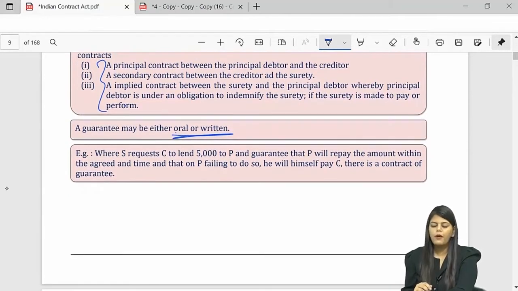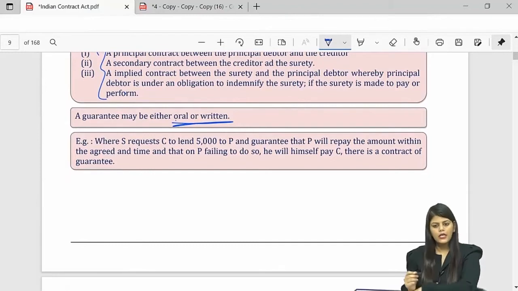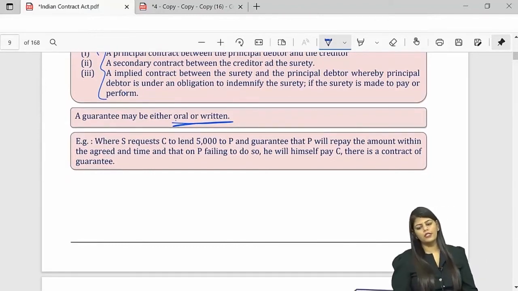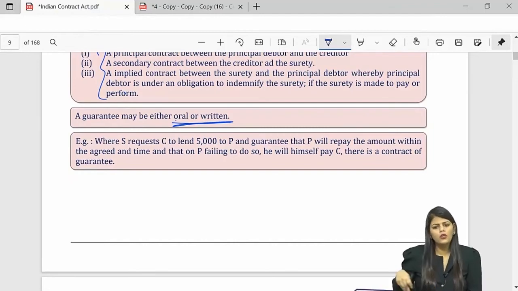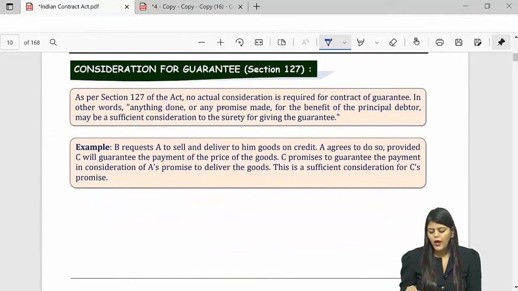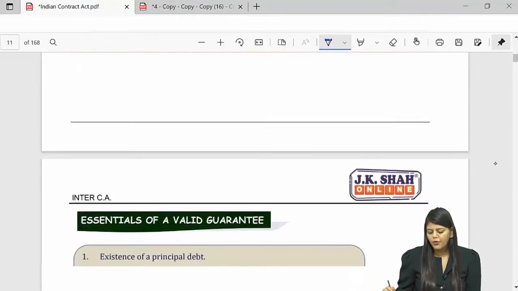But if you feel, "But ma'am, in practical life they are in writing." Yes, because we need some proof. But the act is not telling you that it should be in writing. If you feel oral is okay, you trust that person, then okay. Then no actual consideration is required. That will be deemed to be consideration.